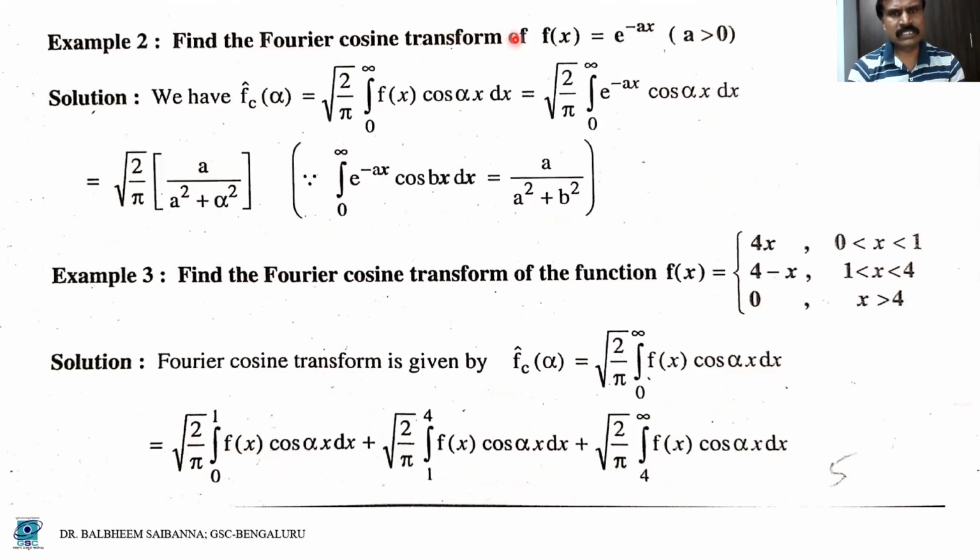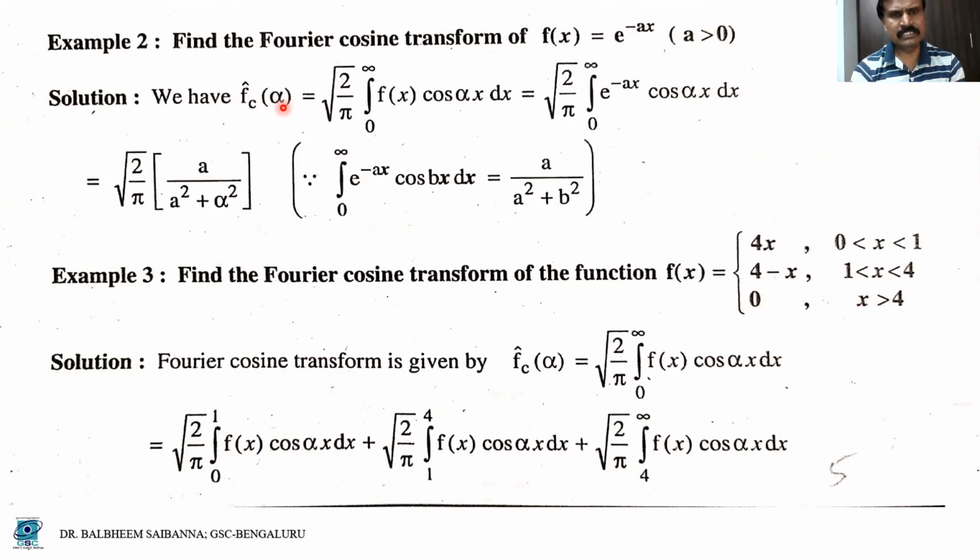Find the Fourier cosine transform of f of x equals e to the power of minus ax, when a is greater than 0. A is positive. Suppose a is 0, then e to the power of 0 has value 1, and we can't find the Fourier transformation.